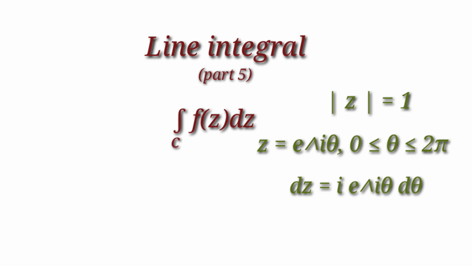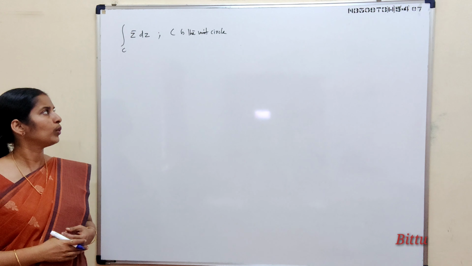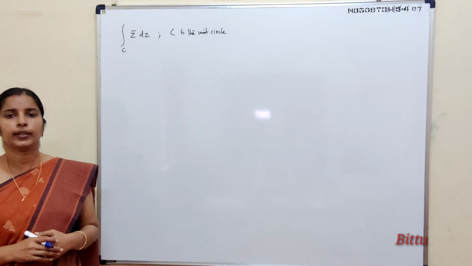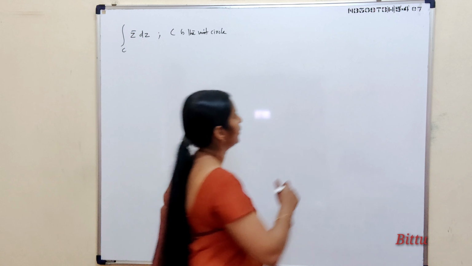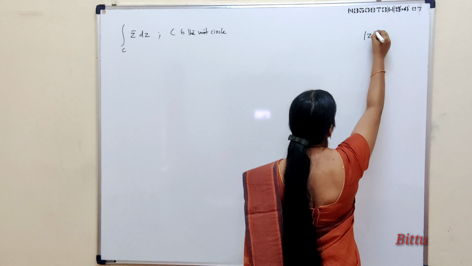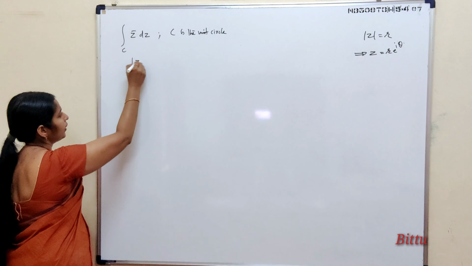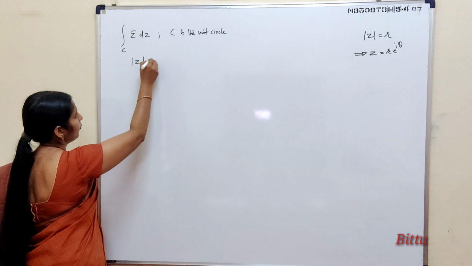Let me illustrate it. Evaluate integral over C z conjugate dz, where C is the unit circle. See, in the case of circles, you have to remember this result. If |z| equal to r, then z is r e raised to i theta. In most of our problems, our circle may be the unit circle, |z| equal to 1. See here, we have to integrate z conjugate along the unit circle.